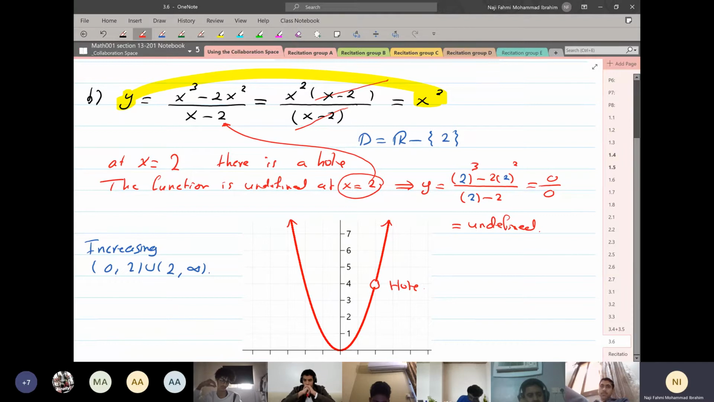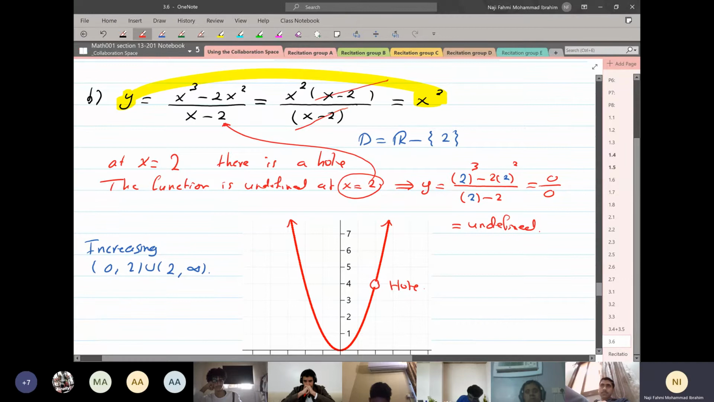Any questions about the hole? Yes, Ali Saba. No. You are raising your hand. Okay, shut up.